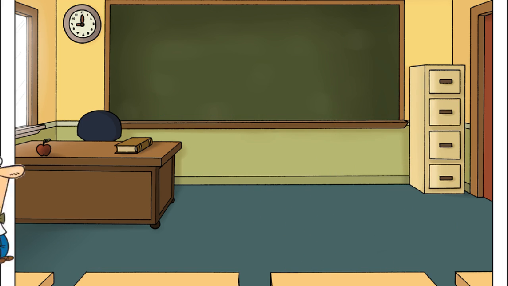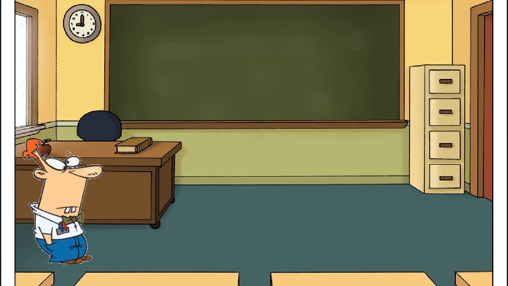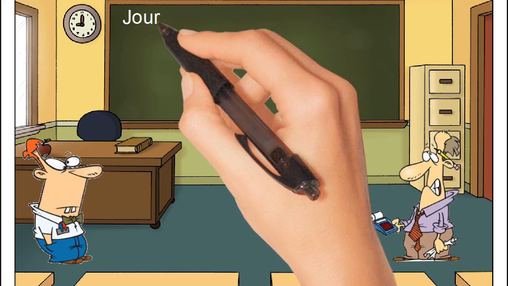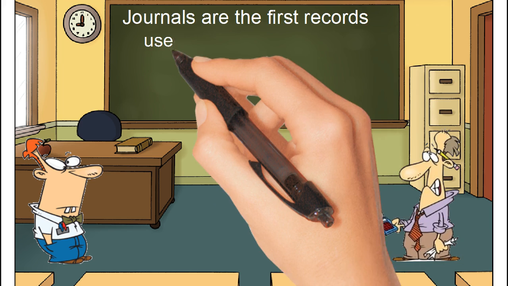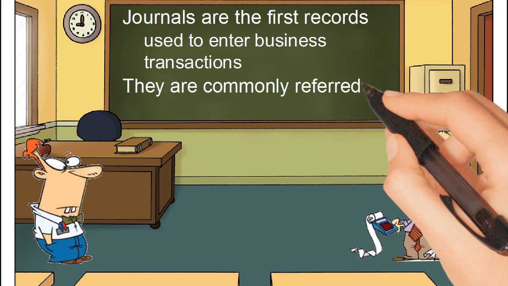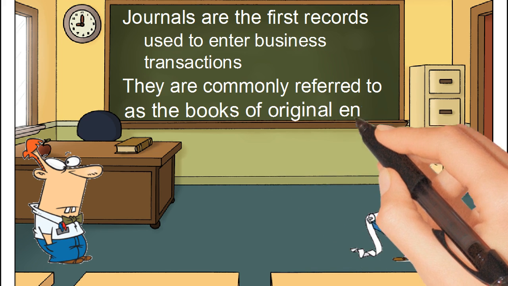Are there other records used to group and summarize transactions? Yes, there are. Let's discuss journals. Journals are the first records used to enter business transactions. They are commonly referred to as the books of original entry.